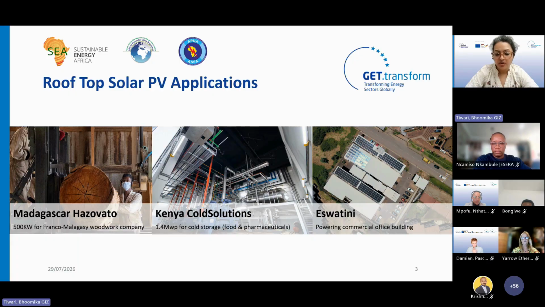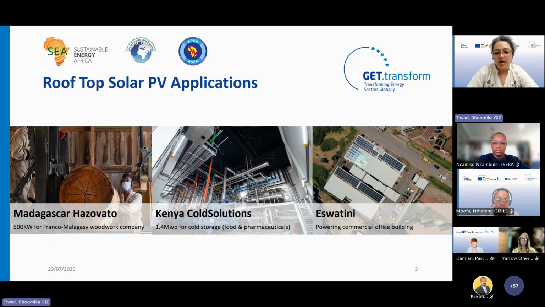Similarly, in Kenya, there is Cold Solutions, which is supporting cold storage for food and pharmaceuticals. And in Eswatini, there are systems powering commercial units and buildings, as you see. A lot of these businesses or commercial units are turning towards solar also because it gives them an advantage in terms of price. It provides them with access to electricity and cuts down costs of, for instance, diesel.